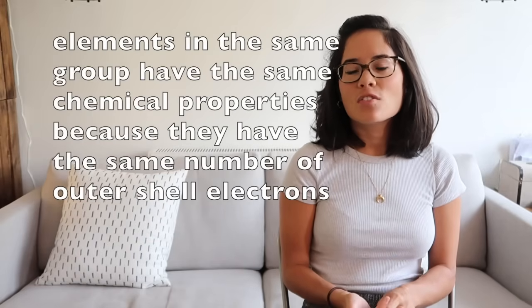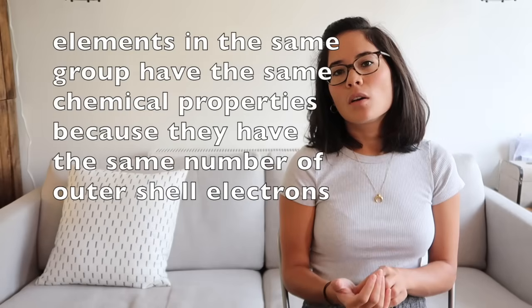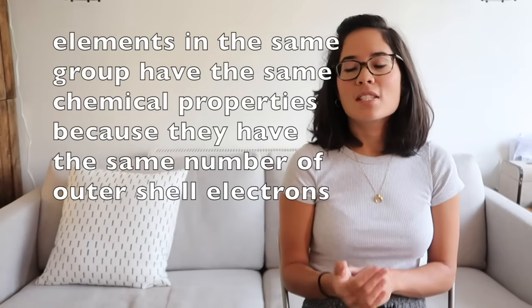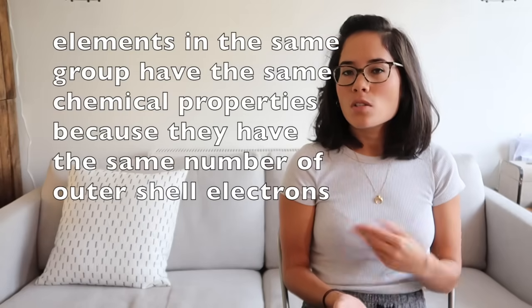Why do elements in the same group tend to have the same chemical properties? That's due to the number of electrons in the outer shell. So the answer here is because they have the same number of electrons in the outer shell. So why do fluorine and chlorine behave similarly? Because they're both in group 7 and therefore they both have 7 electrons in their outer shell.